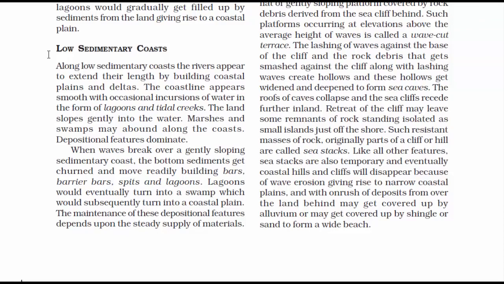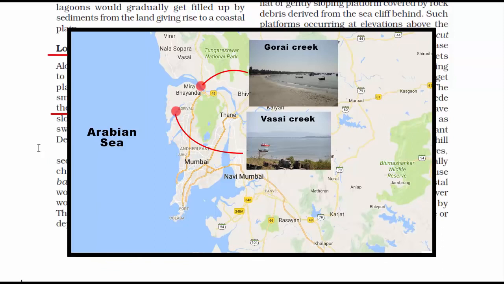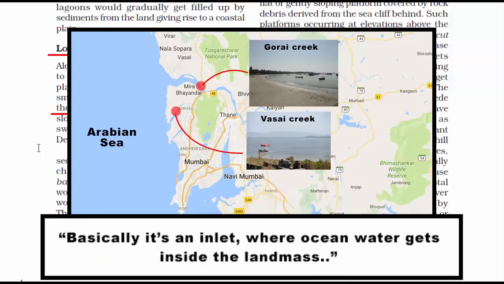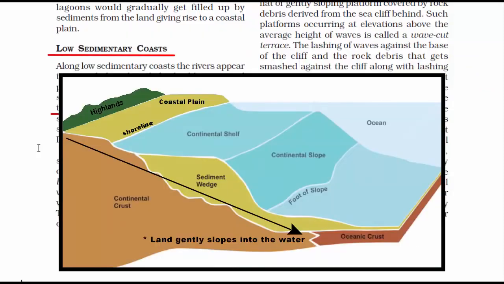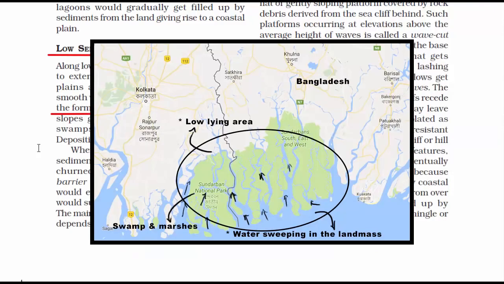The second type of coast is the low sedimentary coasts. These are your perfect beach where you love to go. The coastline appears smooth. In between you may find lagoons and tidal creeks. These are tidal creeks. They occur due to high and heavy tides, bringing the water onto the land portion. In a low sediment coast, the land slowly and gently slopes into the water. Then you will also find marshes and swamps. Sundarban Delta is a good example. It's a coastal plain, then there are swamps and marshes.